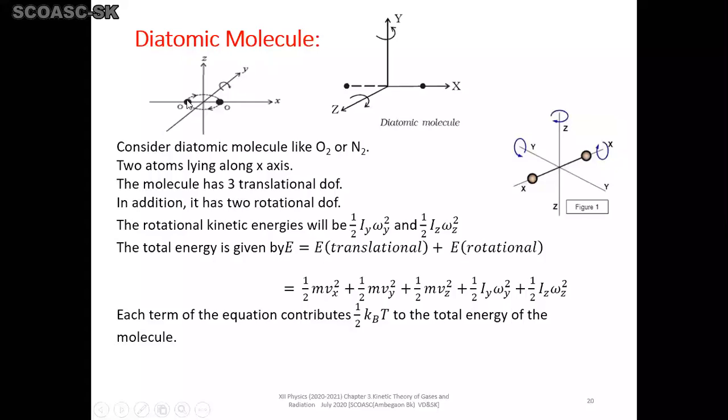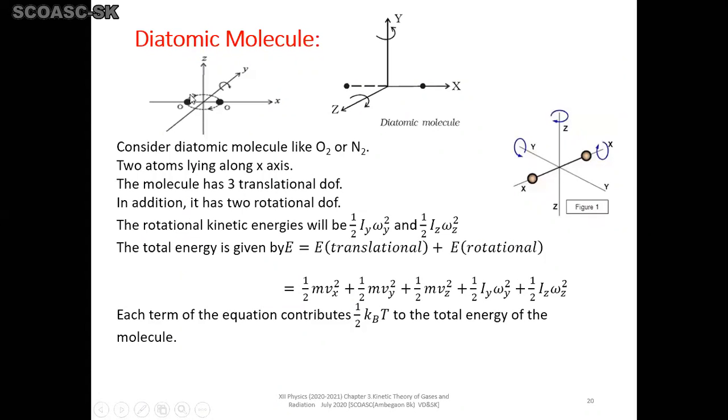This molecule can move along the z-axis, up and down. It can move left and right along the x-axis, and it can move along the y-axis, that is, into the screen and coming out of the screen. So it has three translational motions. I say this molecule has three translational degrees of freedom, along the x, y, and z axes.